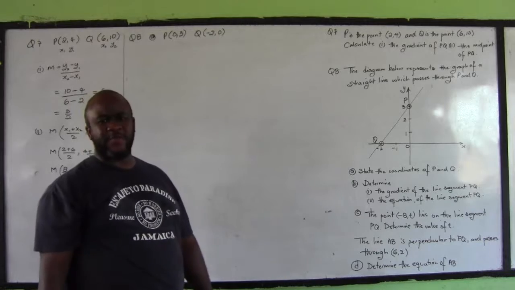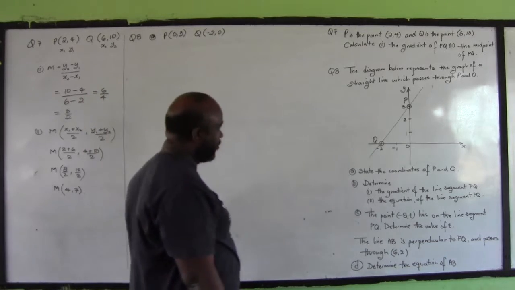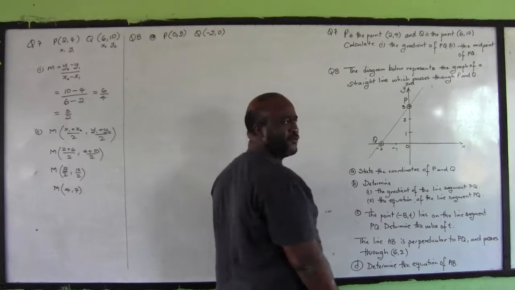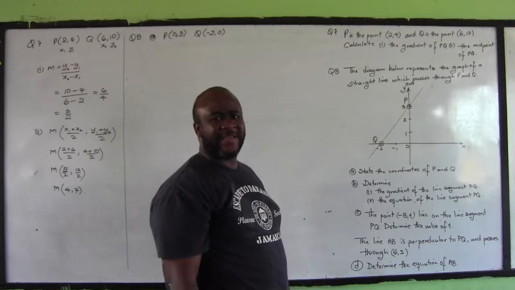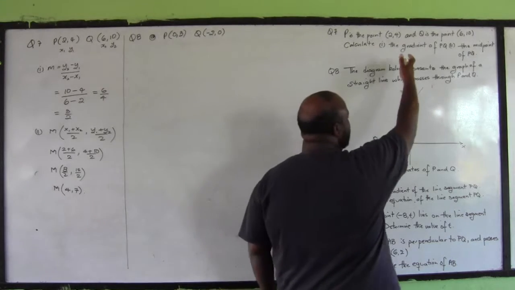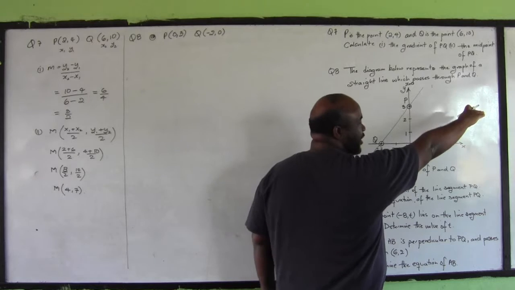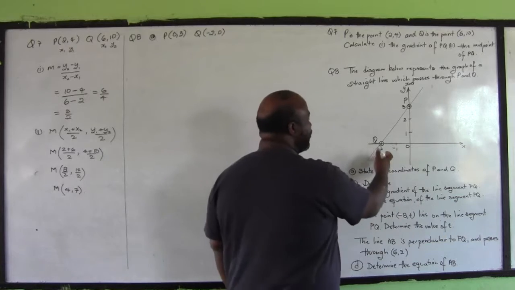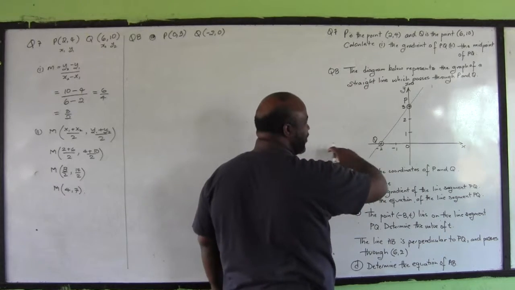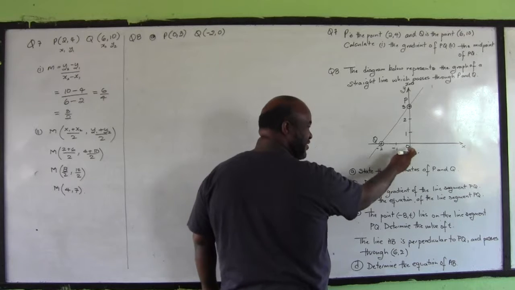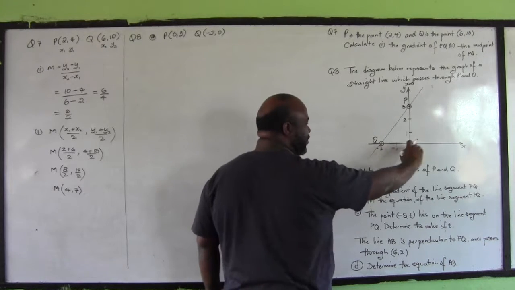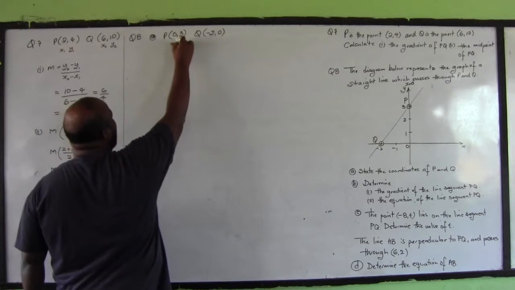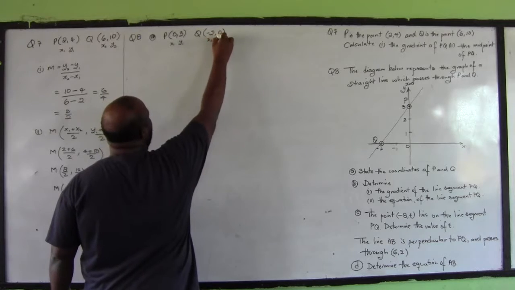Whenever you're reading a coordinate, you always read the horizontal coordinate first. The y-axis is the line x is equal to 0. So this is horizontal 0 and vertical 3. Q is horizontal minus 2 and vertical 0. I'm going to call this x1, y1, call this x2, y2.